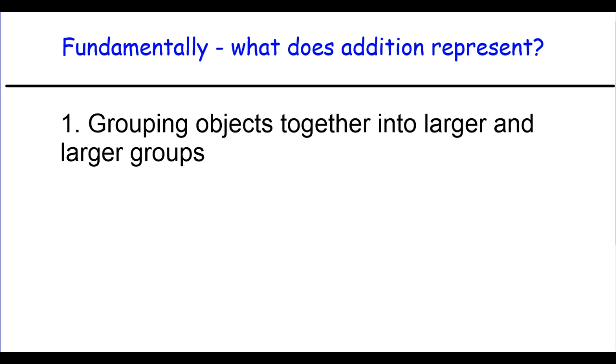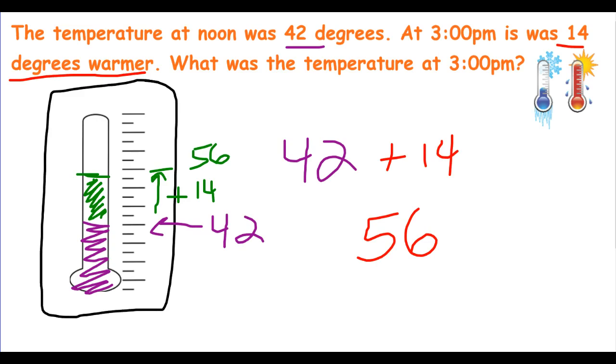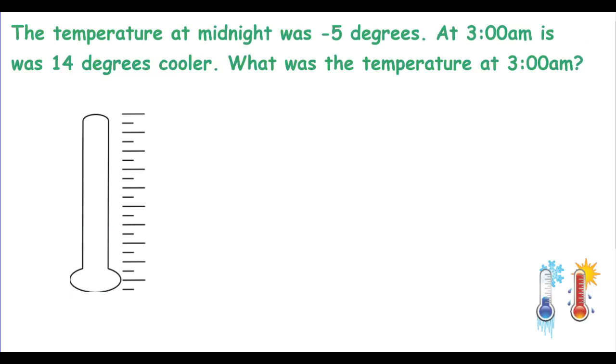So instead, we have to think about addition slightly differently, which is as movements and leaps on a number line. And that's why we're going to use the thermometer, is to show it as leaps on a number line. Our first problem there was starting at 42 and then leaping up by 14 to get to 56. Let's see what it looks like now with some negative numbers.